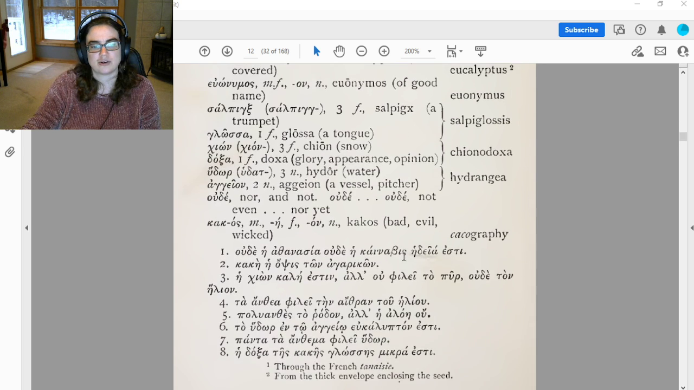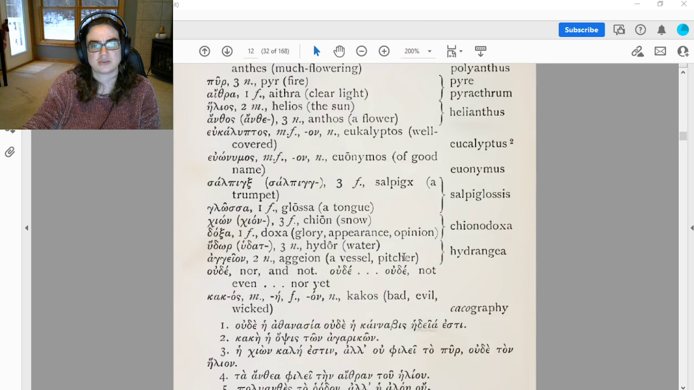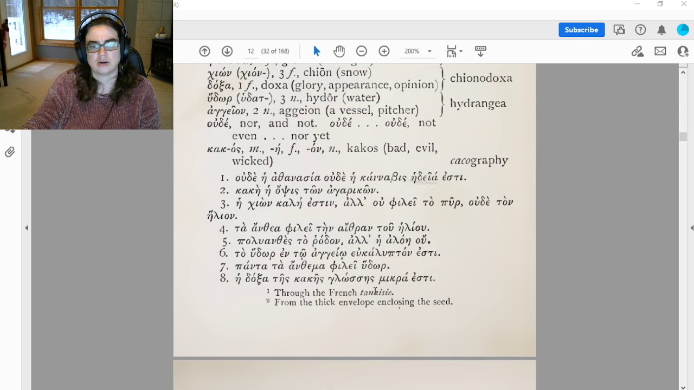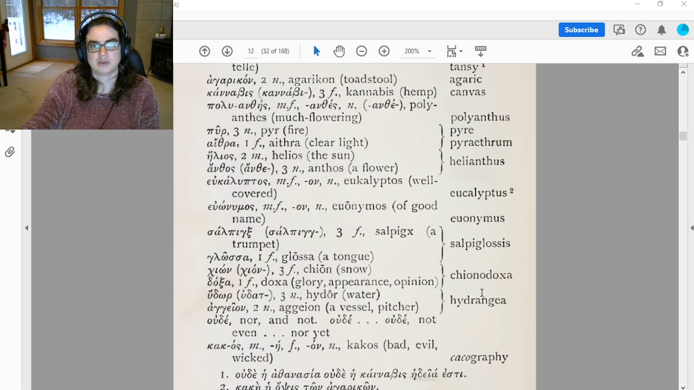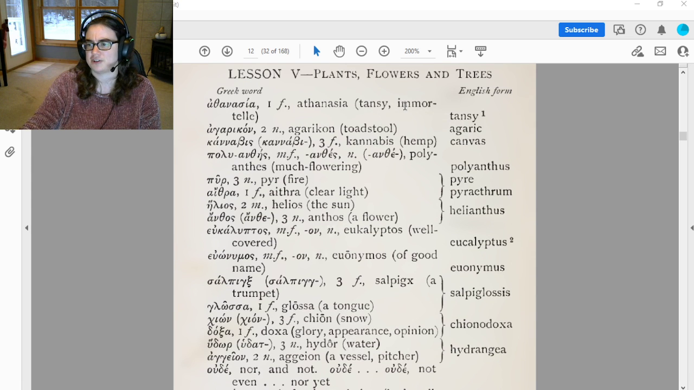I don't know if that's the French, because there's a note about the French. No, I guess the French is the tansy. But immortel sounds very French too, right?